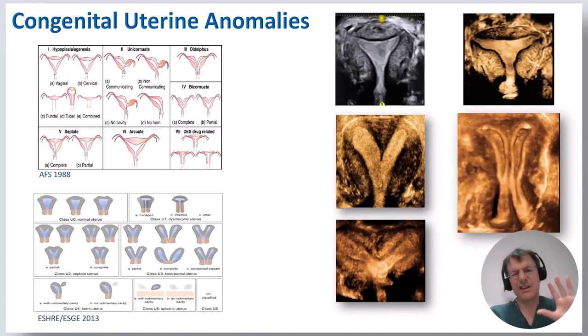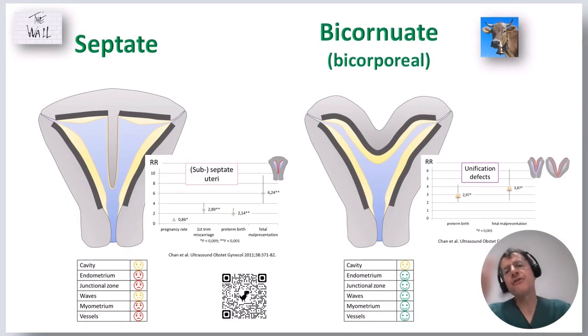There are a lot of different classifications, somewhat confusing indeed, but we know from previous systematic reviews that the septate uterus is allegedly associated with lower pregnancy rates, higher miscarriage rates, and preterm birth, whereas a bicornuate uterus does not affect that much the pregnancy rate and the first trimester miscarriage, but more prematurity and fetal malposition.